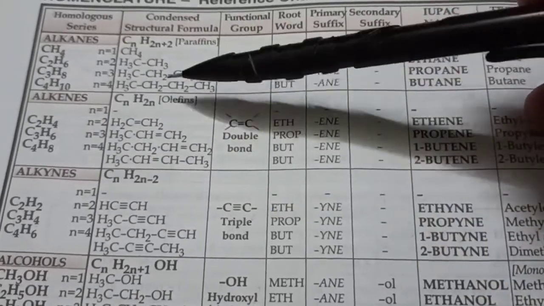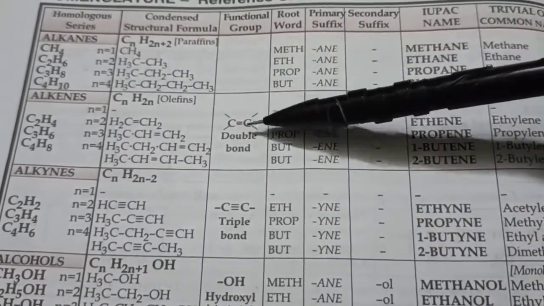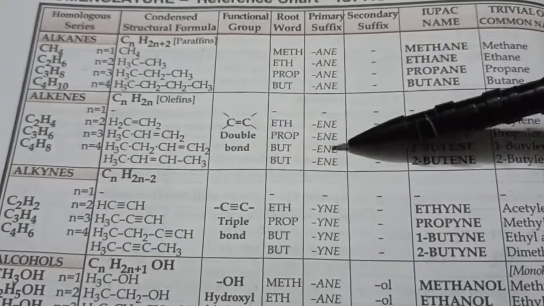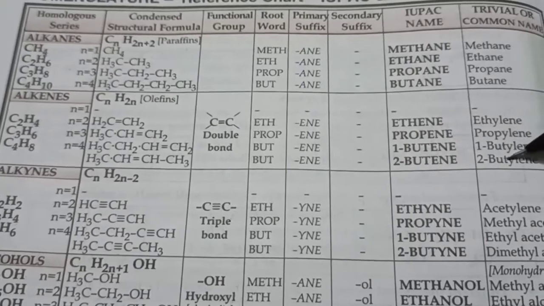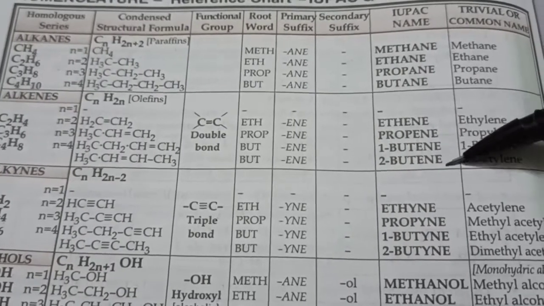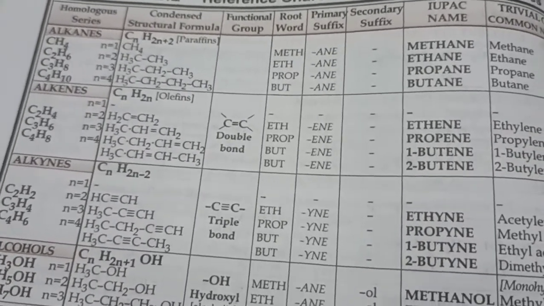Alkenes, the general formula. They are also called olefins. The functional group is carbon-carbon double bond. The surname is ene. And these are the IUPAC names. Notice how there are isomers, 1-butene and 2-butene. Remember that their structural formulae are different.